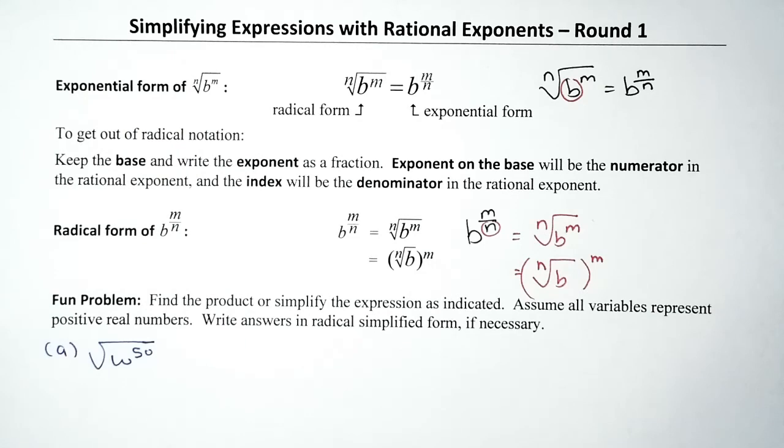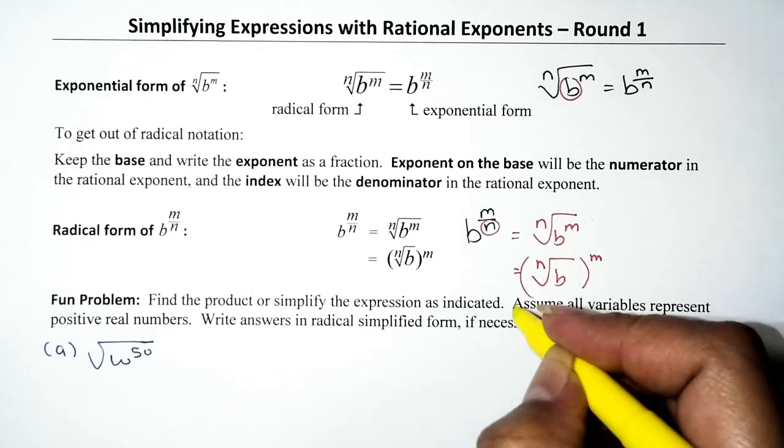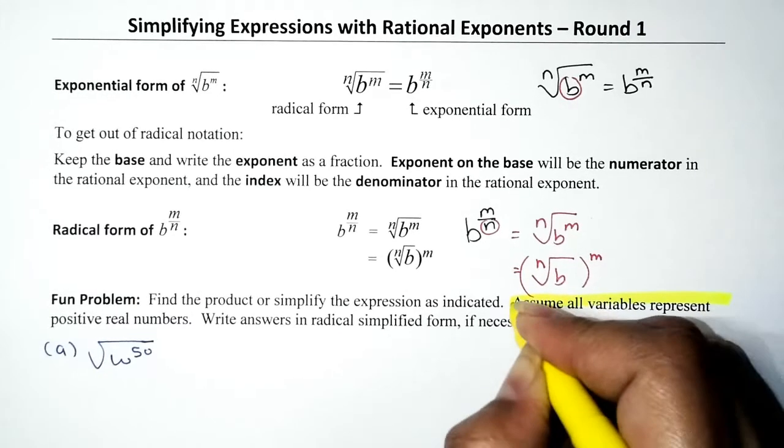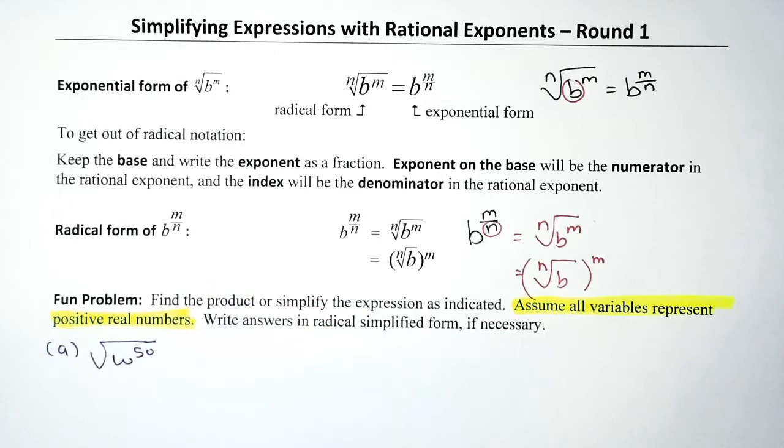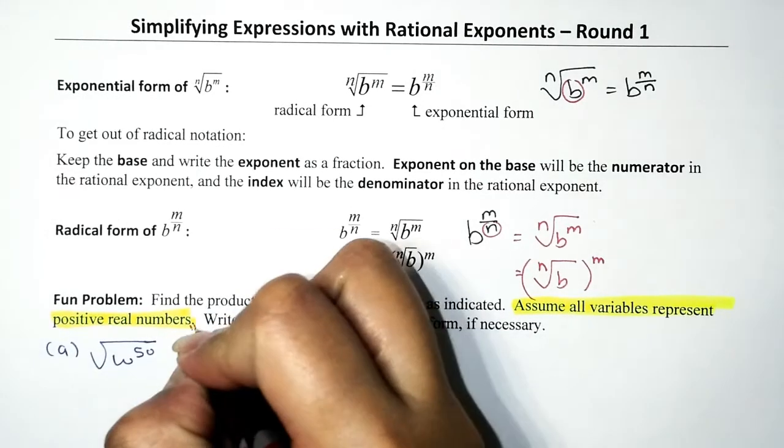So the directions read: find the product or simplify the expression as indicated. Assume all variables represent positive real numbers, and write your answers in radical form if necessary. I want to make a big fuss about that second sentence. Assume all variables represent positive real numbers. And I'm not going to lie, these are my favorite words to hear when it comes to radicals.